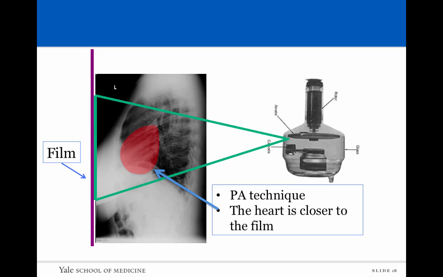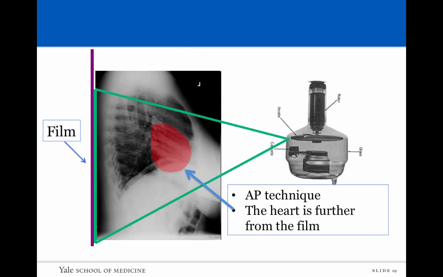Here's an x-ray generator that's similar in concept to what was shown earlier. This is the cathode, this is the anode. There'll be electrons that boil off the cathode, go to the anode, and produce x-rays. With the PA technique, the x-rays hit the back of the patient first, and the heart in this case is closer to the film. With the AP technique, the x-rays hit the frontal aspect of the patient first, and you can see that the heart is away from the film.